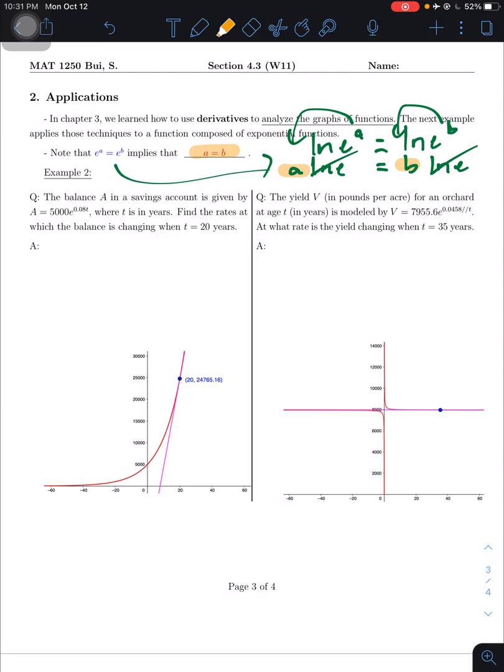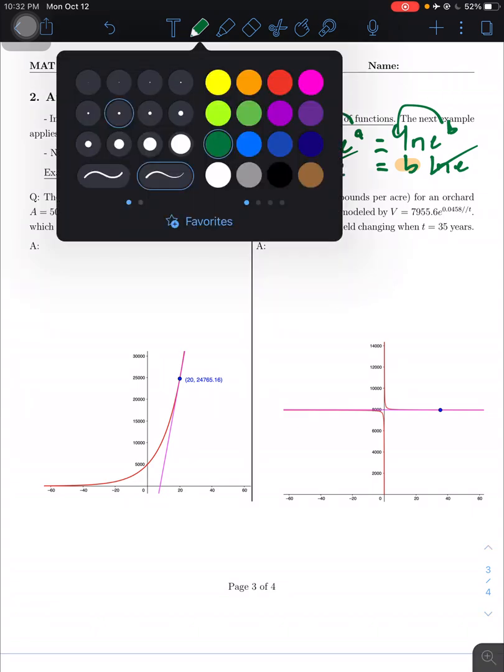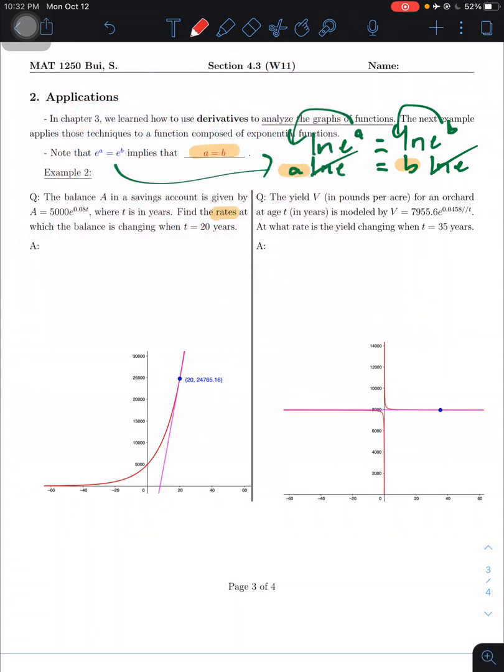Okay, so let's talk about the example that we have on this page. The balance A in a savings account is given by this formula in here, where t is in years. Find the rate at which the balance is changing when t equals 20 years. Whenever you see the word rate, it means derivative most of the time. So we're going to take the derivative of this function. Obviously, we learned how to find a derivative in this section, that's why we have to do the derivative.